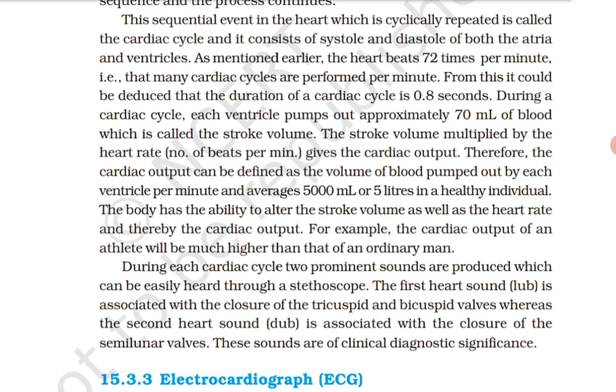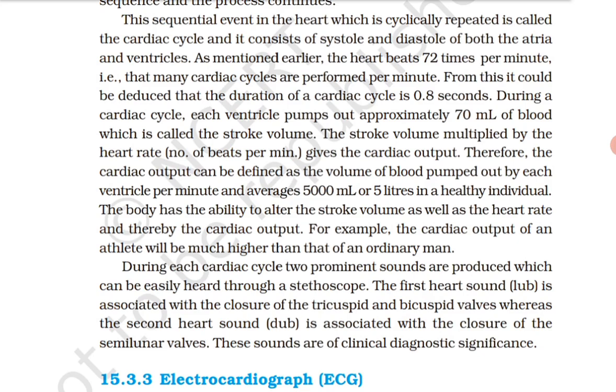The action potential is conducted to the ventricular side by the AVN and AV bundle, from where the bundle of these transmits it through the entire ventricular musculature. This causes the ventricular muscles to contract, that is, ventricular systole. If that is not understood, let me read it again.